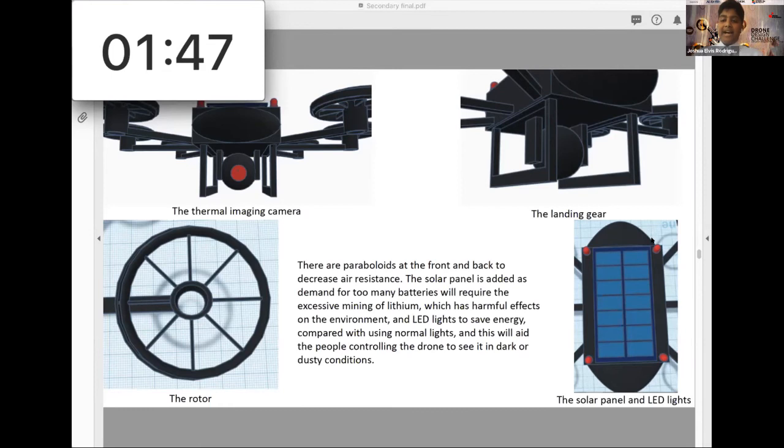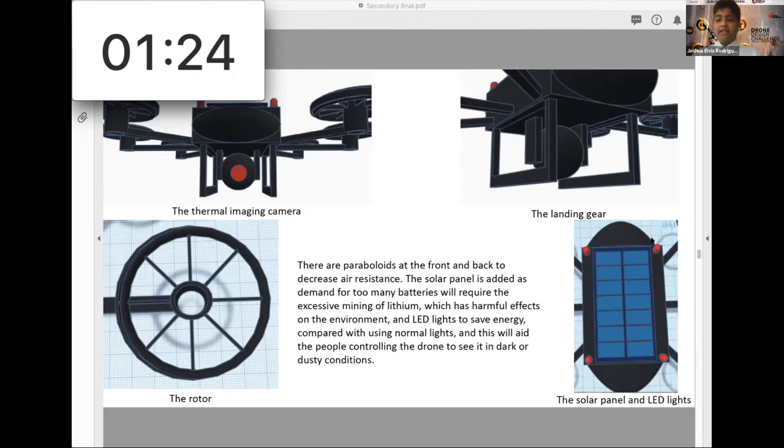The solar panel is added because demand for too many batteries will require the excessive mining of lithium, which has harmful effects on the environment. This lithium mining can destroy animals' habitats and can even kill animals, because people destroy the habitat without knowing the habitat of the animals. It could be in deserts, it could be in landmines, and it could be frogs or even large mammals that stay there.